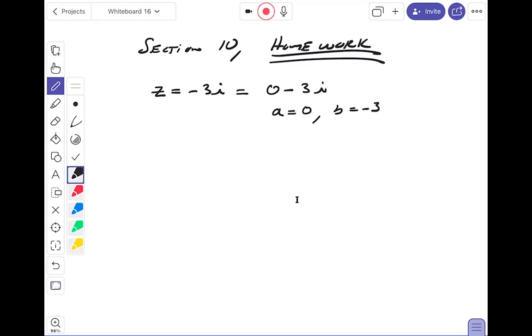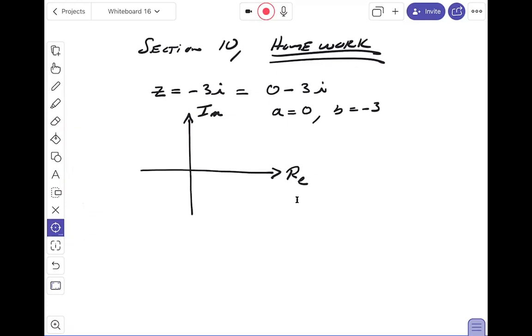So what I want to recommend for you to do over here is visualize it. This is the real axis, and this is the imaginary axis. The real part, the pure real number, is 0. So you're not moving along the real axis, but you're moving along the imaginary axis minus 3. That means 3 units down. So I'll put that down for you. I'll just go 3 units down. 1, whoops, sorry about that.